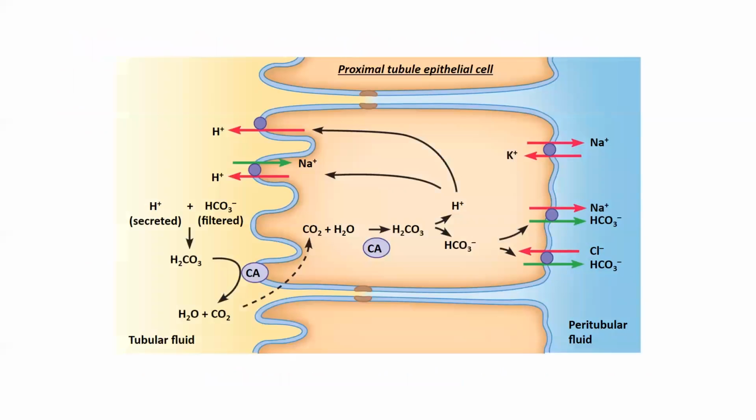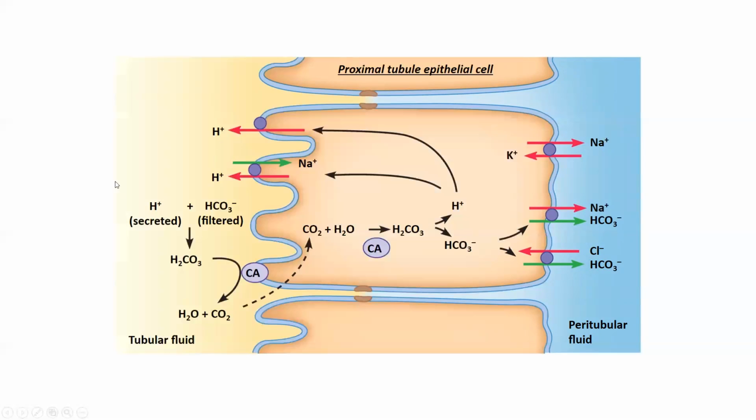All right, let's talk about some mechanisms here. So this is a proximal tubule cell, and this is a mechanism of how the carbonic acid is used to help buffer the blood. So on the left of this image, we have the lumen of the tubule. Right, so this is where our filtrate is, or our urine that's being created. And on the right here, we have the peritubular fluid, which is surrounded by the peritubular capillaries. That's where we have reabsorption back into the blood.